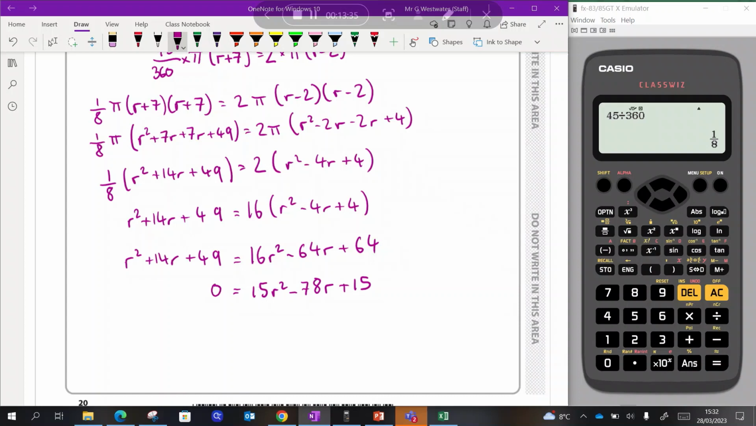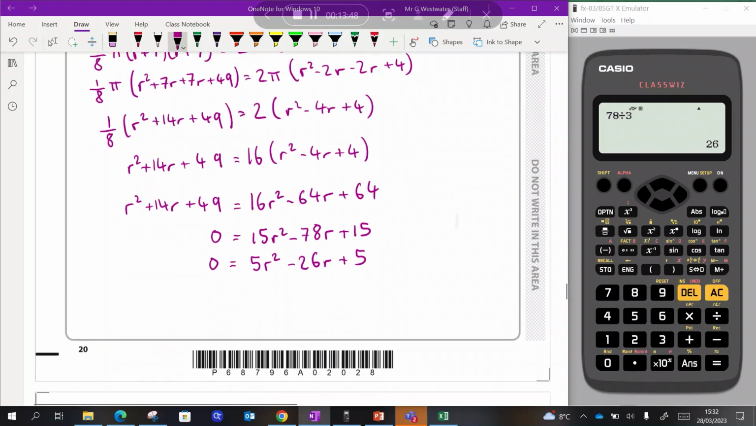5 still, no, not 5, 3 still does. So if I divide both sides by 3, we end up with 5r squared. 78 divided by 3 is 26r, and we have a plus 5 here. And straight away actually I can see 5 times 5 is 25, and 1 times 1 will give me this other one I need. So this is going to come from brackets 5r and r, because r is prime, so it must come from these.